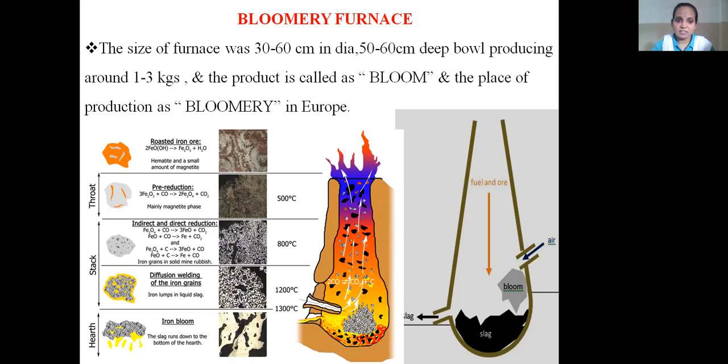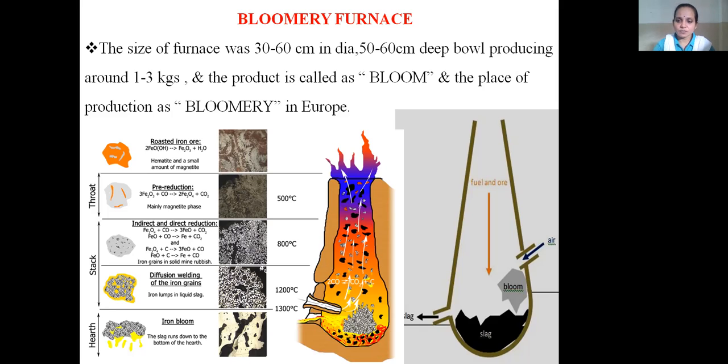The product of that bowl is known as bloom, and the place where the process was conducted is the bloomery in Europe. So the product is known as bloom. The charged materials were ore and charcoal, charged into the bowl and heated. The product was a spongy mass.